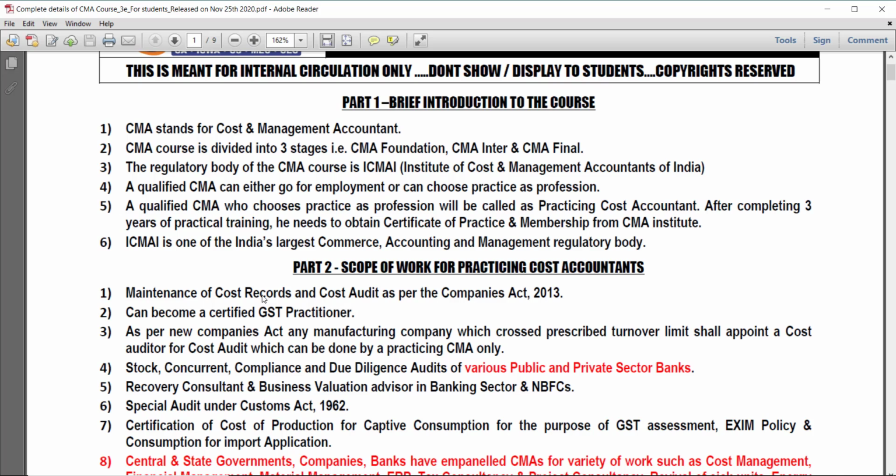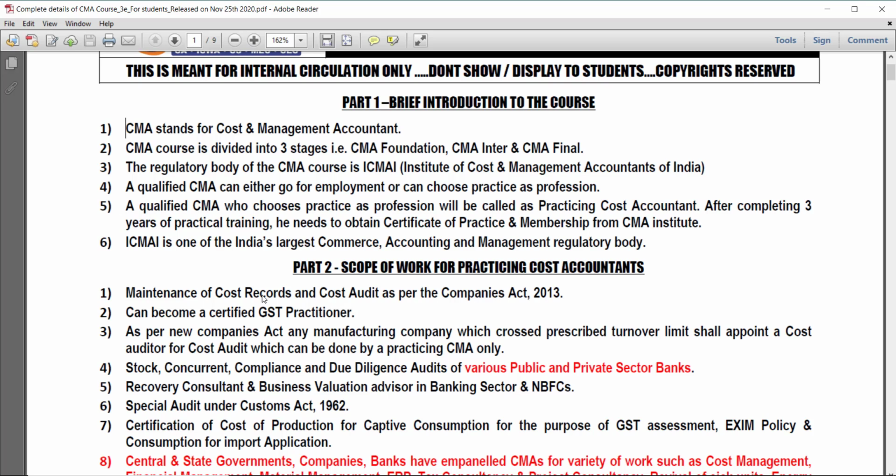So what is meant by CMA? What does CMA stand for? The CMA full form is Cost and Management Accountant. So Cost and Management Accountancy course. Whoever qualifies this CMA course will be called a qualified CMA, a qualified Cost and Management Accountant.